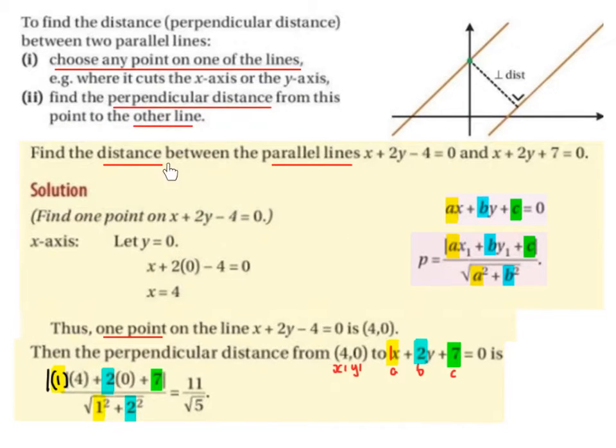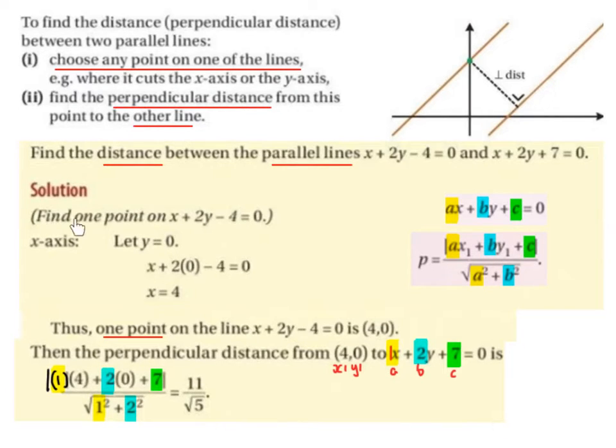Find the distance between the parallel lines x + 2y - 4 = 0 and x + 2y + 7 = 0. So we have two parallel lines and we want to find the perpendicular distance between them. So again, to find the perpendicular distance, we choose any point on one of the lines and find the perpendicular distance from this point to the other line.